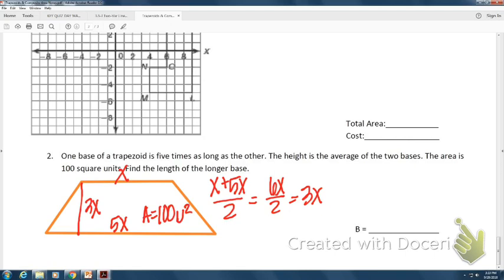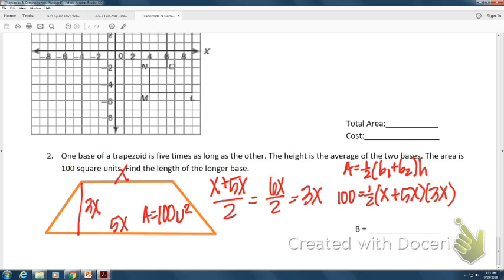Okay, so what is our formula for area of a trapezoid? Very good. Okay, so substitute in what you know. So we know our area is 100. We know that base 1 or base 2, whatever you want to say, x and 5x. And we know our height is 3x. What is x plus 5x? 6x.